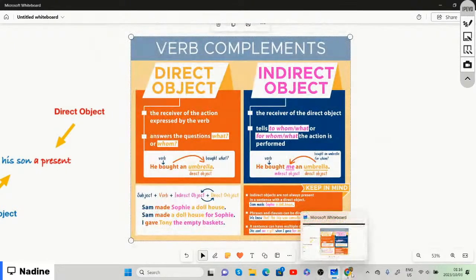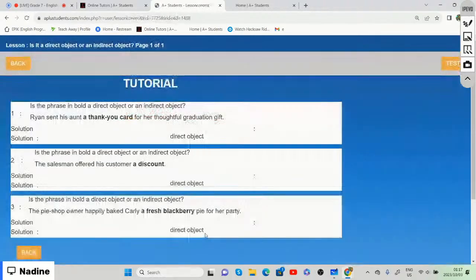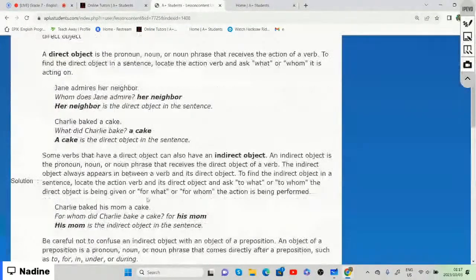So now we're going to our tutorial lesson on direct and indirect objects. And our focus lesson is: is it a direct object or an indirect object? All right.